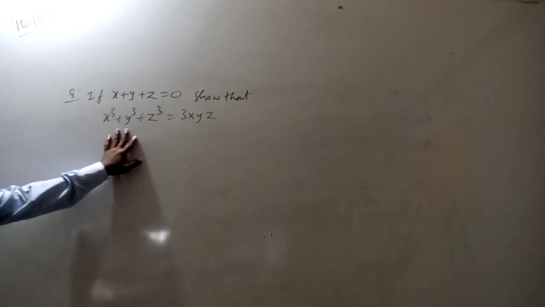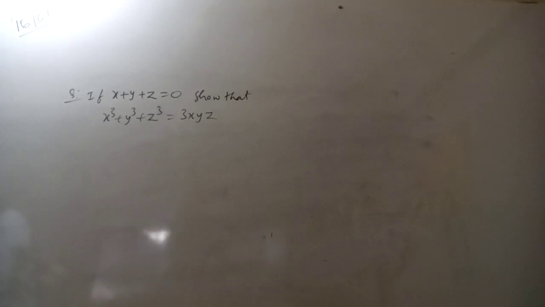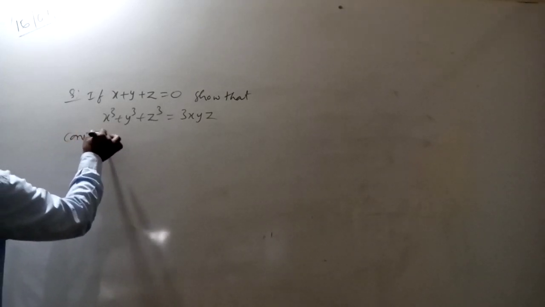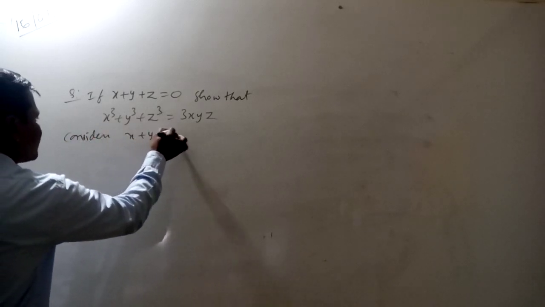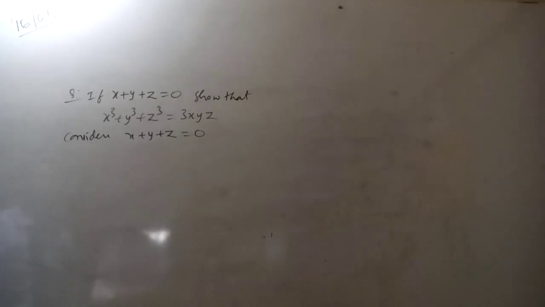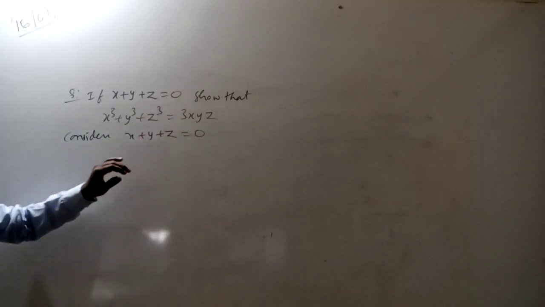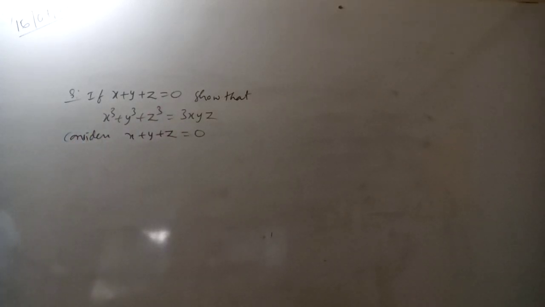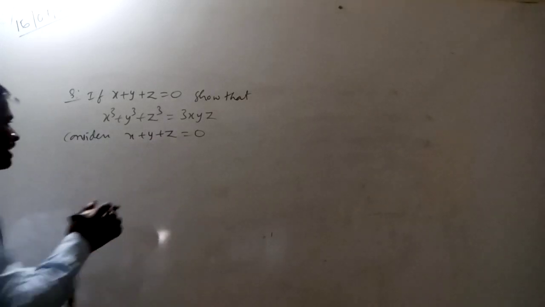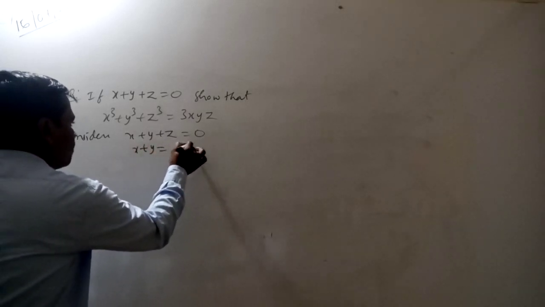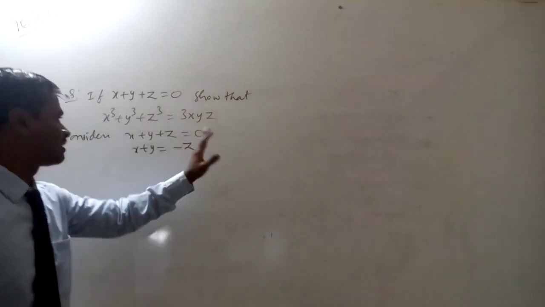Consider RHS is equal to 0. Consider x plus y plus z equal to 0. What will it become? x plus y plus z equal to 0. It is given already in the question. Now, since it is given, we use a formula. What is the formula we use here? Shift this z to that side. x plus y equal to minus z. Plus z will become minus z on that side.